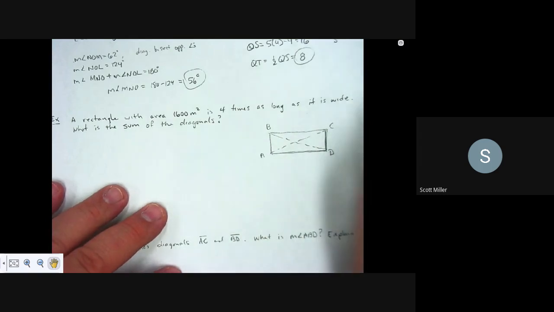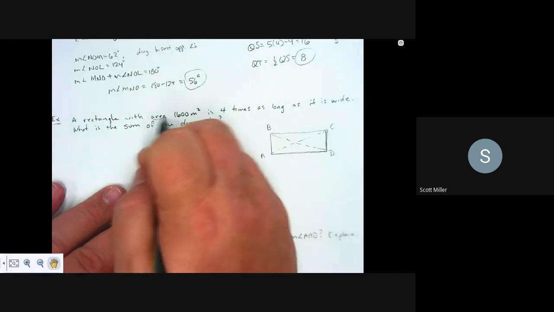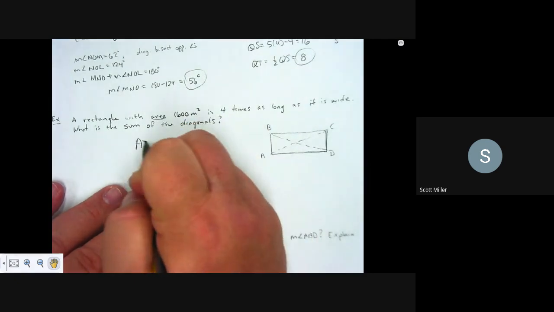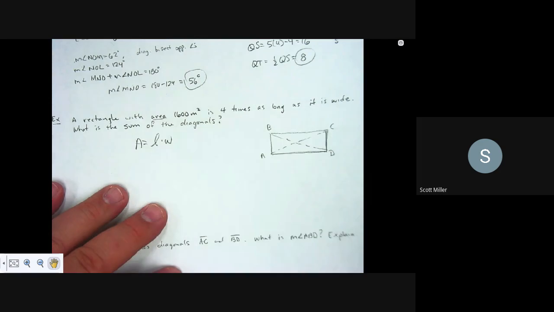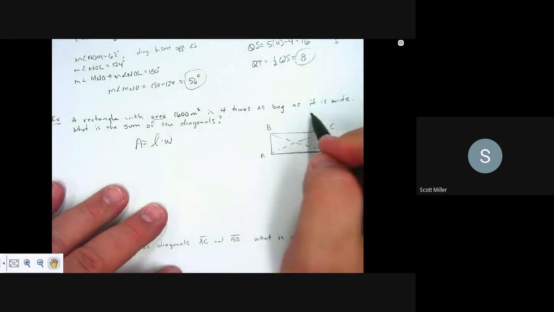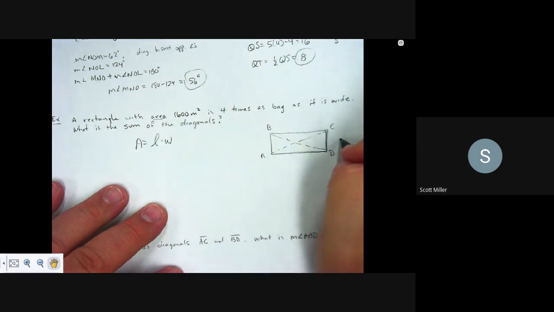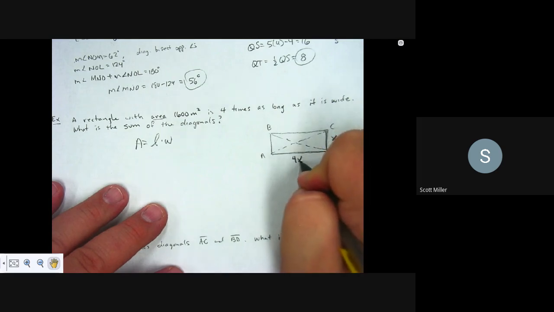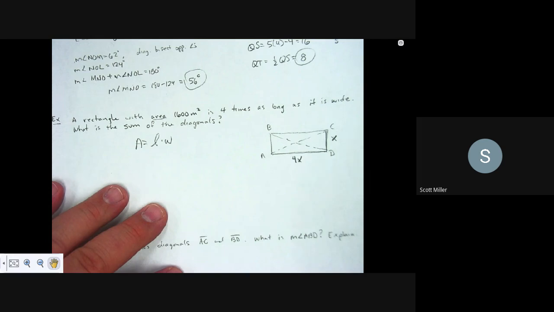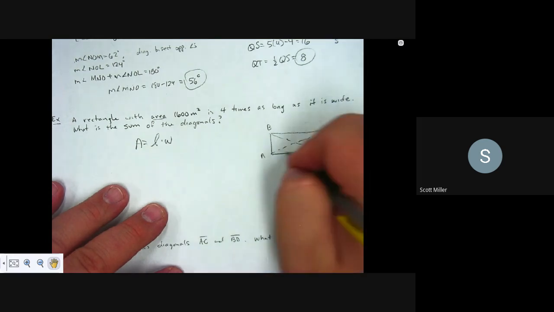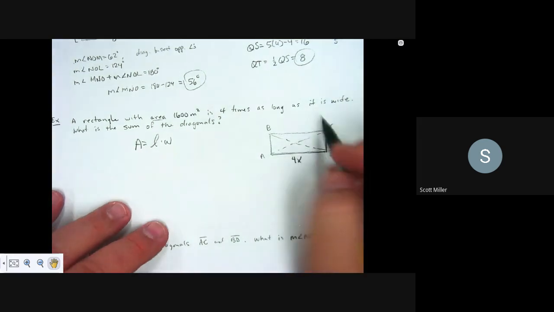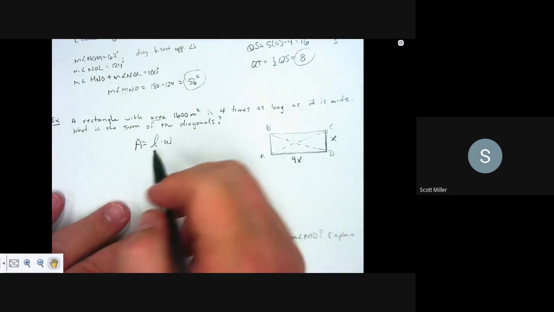Okay, so if I want to use, we also have an area. So what is the area of a rectangle? It is the length times the width. And since they're using long as it is wide, we want to get in this fashion. If I put this as a length of W, or even just call it X, if you will, then this must be 4 times that. So if this distance is X, then this is 4 times that. And then I can take this information and plug it into this formula and get my equation in that fashion.